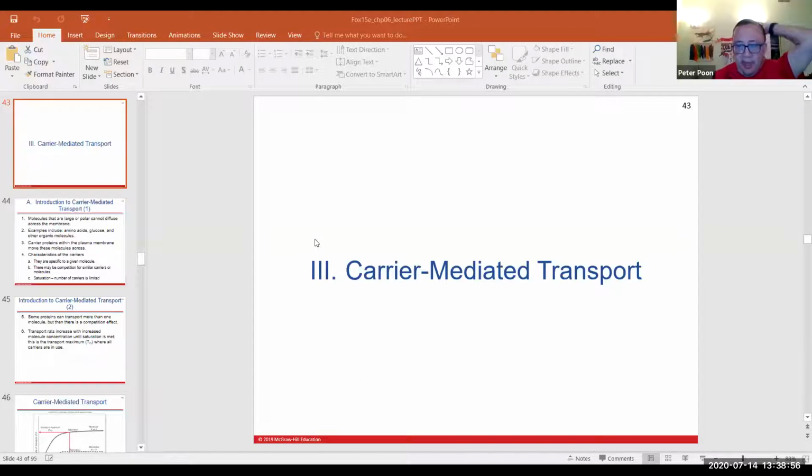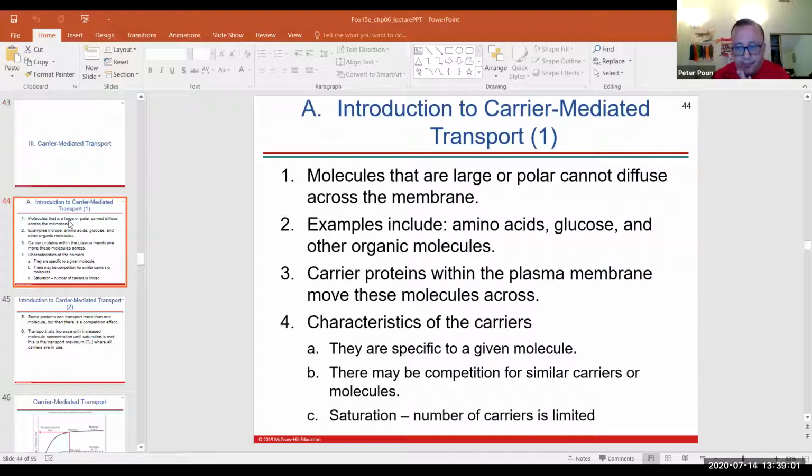So, carrier-mediated transport. The phospholipid bilayer is semi-permeable. Molecules that are large or polar or charged cannot diffuse across the membrane. Examples: amino acids, glucose, other organic molecules. That's why there are so many embedded proteins in the plasma membrane that move these things across.